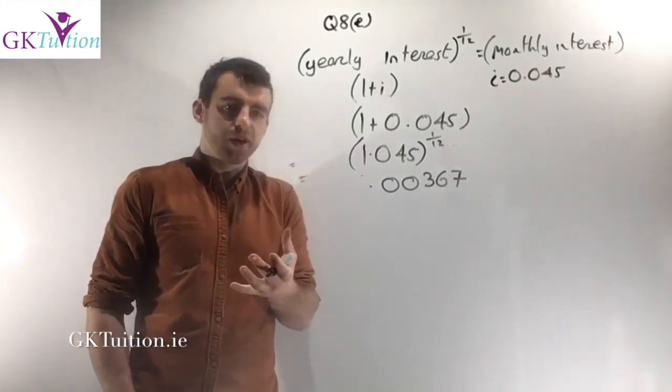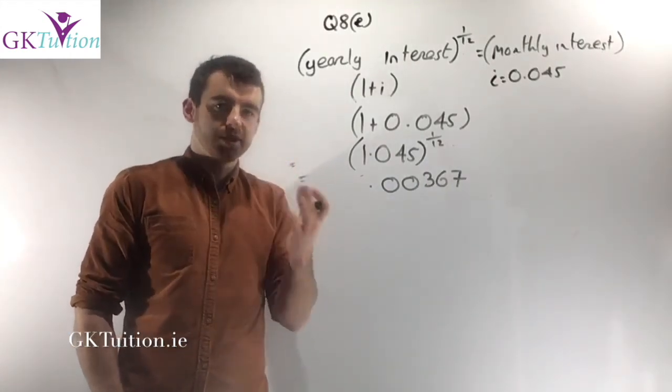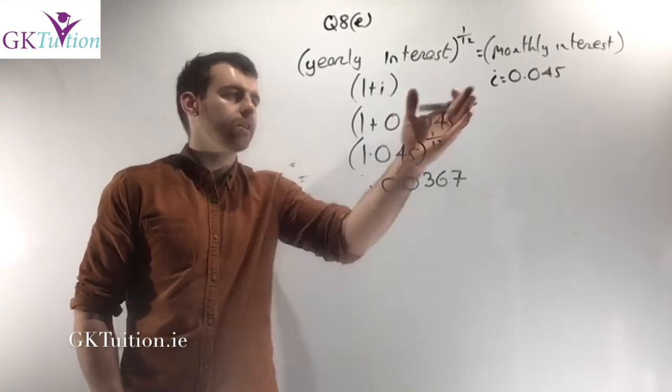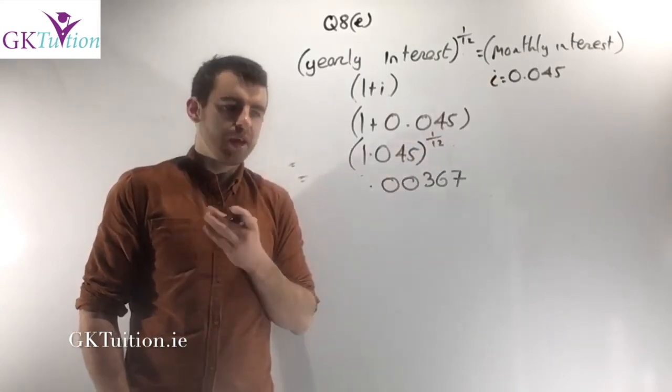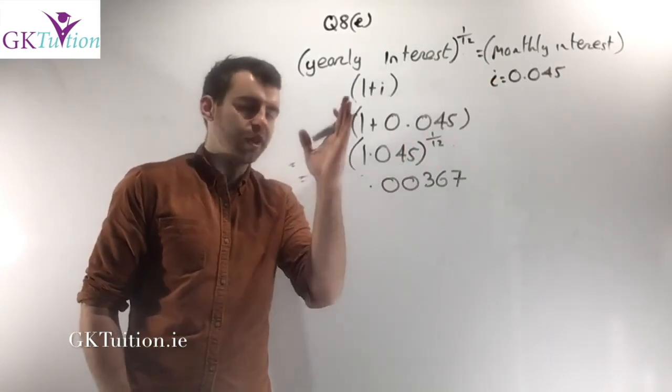In the previous question, we were given the interest rate as a percentage and we divided by 100 in order to turn it into a decimal. In this question, we have the interest rate as a decimal.